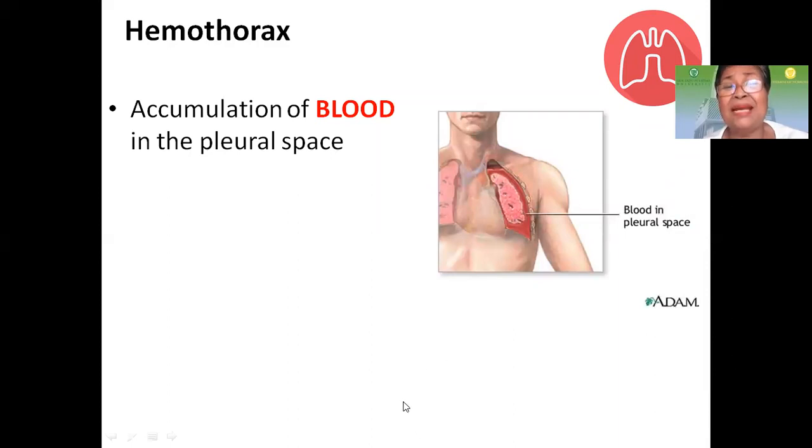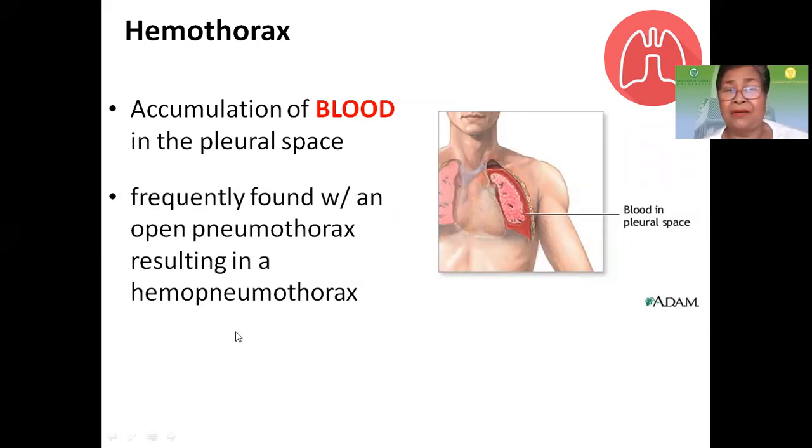Ayun, dugo naman. Okay, so blood. So pagka sinabi natin hemothorax, usually this is really a cause of chest trauma. Hindi yung medical condition lang na pneumonia. Okay, pagka pneumonia ay malabnaw. Pero kung bacteria nga, malapot. Ito, dugo. So therefore, frequently found with an open pneumothorax. No? So ibig sabihin, a victim of chest trauma, nakapasok ay air at saka may trauma to the blood vessel kaya nagkaroon ng bleeding. Okay.